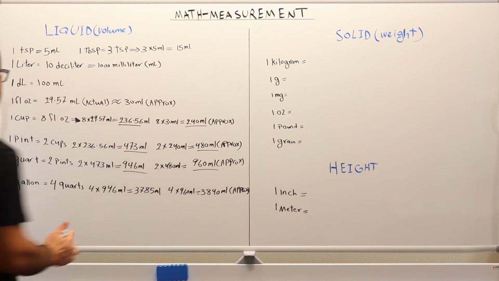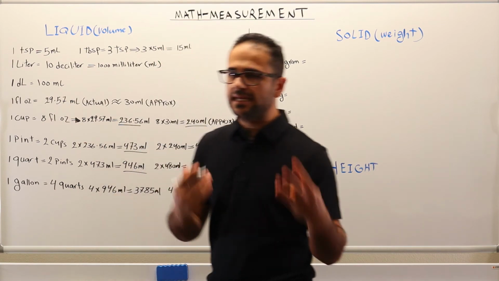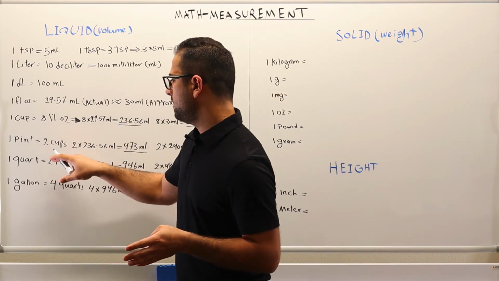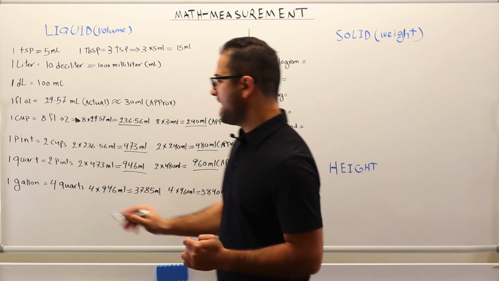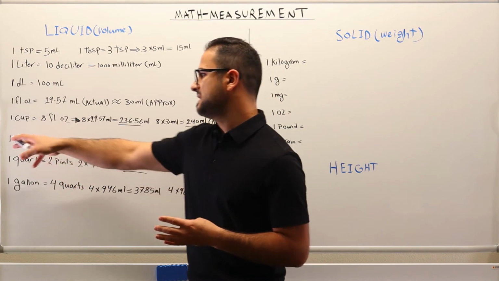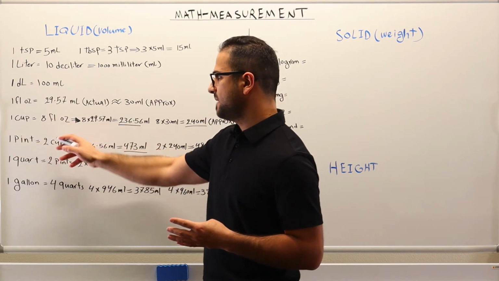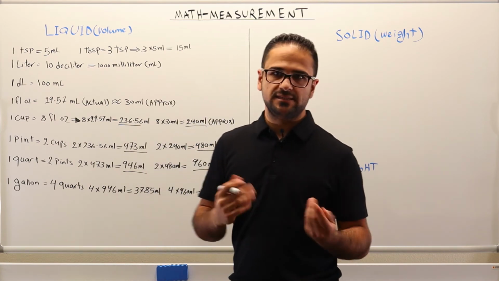So just knowing the conversion between cups to pints to quarts to gallons, it's going to make it easier if you couldn't recall one of these values during a test. So knowing that 1 gallon is equal to 4 quarts, 1 quart is equal to 2 pints, 1 pint is equal to 2 cups, and 1 cup is equal to 8 fluid ounces, it's going to make it easier.